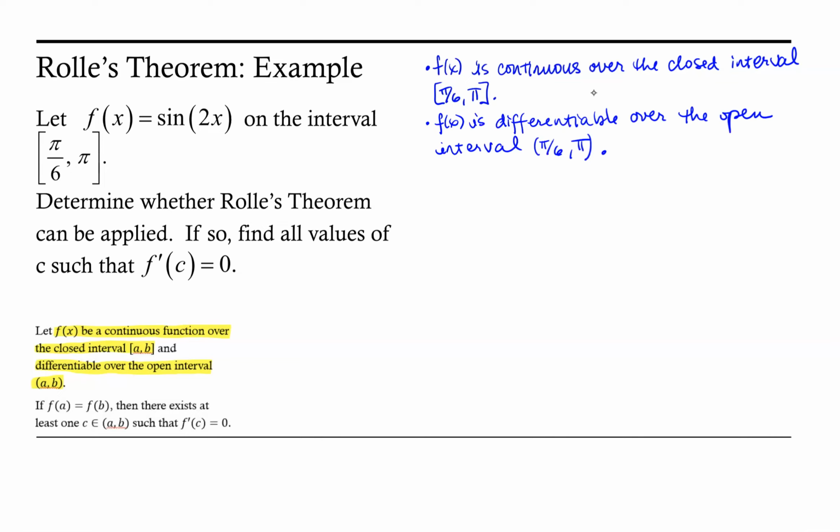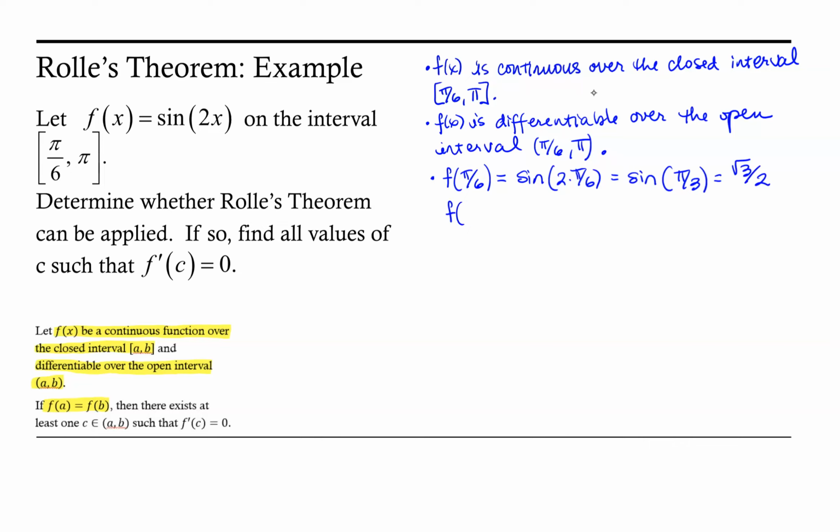Now, there is a third criterion that must be met before we know whether Rolle's theorem applies, and that is that f at the left endpoint of the interval must equal f at the right endpoint of the interval. So let's go ahead and investigate that. f at our left endpoint is f at pi over 6. So that would be sine of 2 times pi over 6, which is the same as sine of pi over 3, which is equal to square root of 3 over 2.